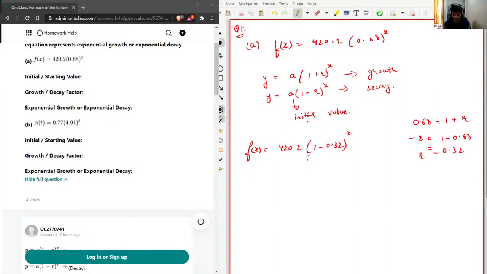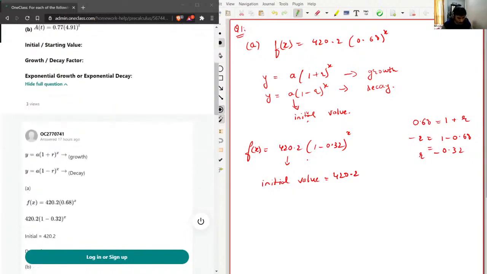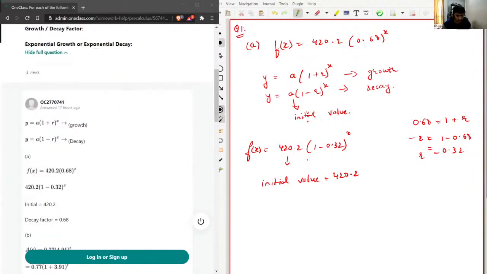So the first one we have converted into this general form. Now we can say the initial value is 420.2, and it is obviously the decaying function. The decay factor is going to be the number inside this bracket, so the decay factor is 0.68 here.